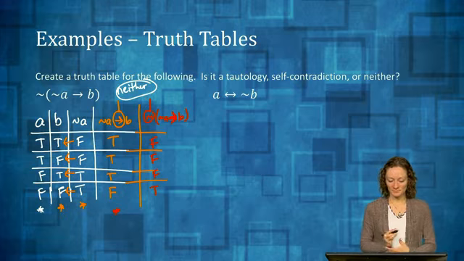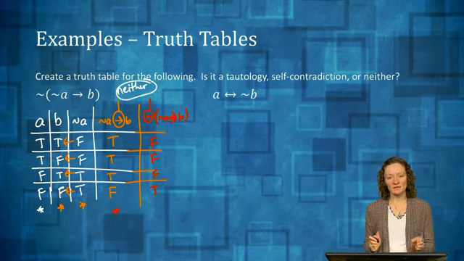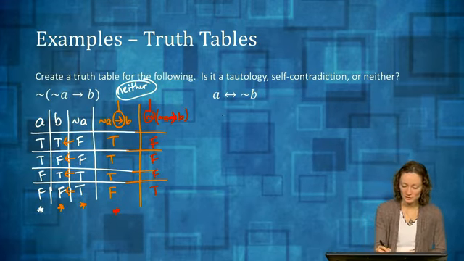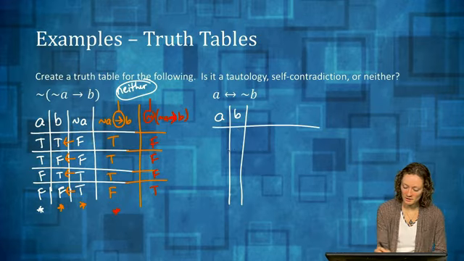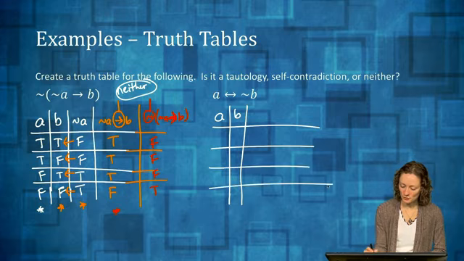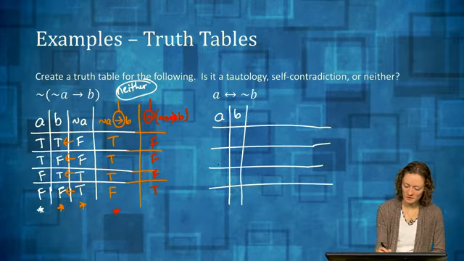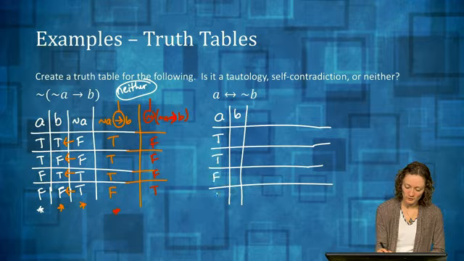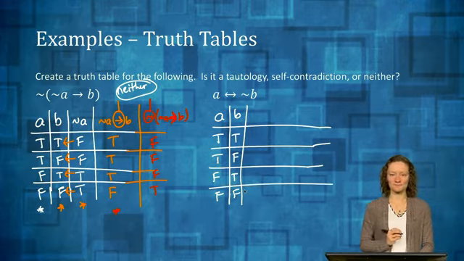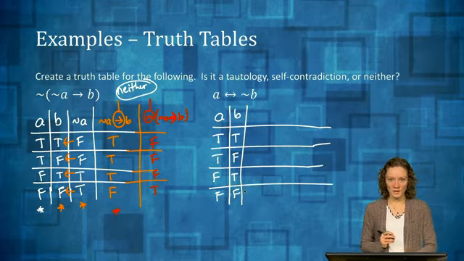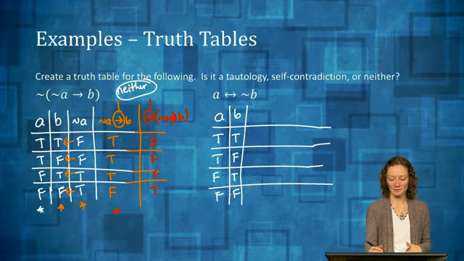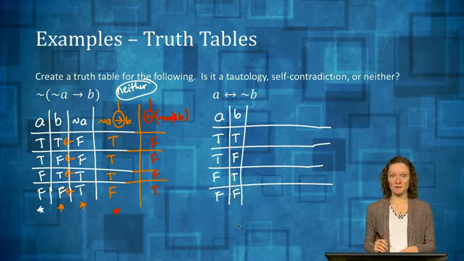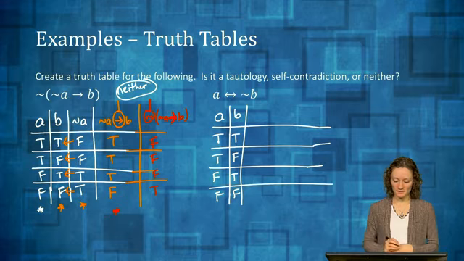Okay, next one. We have A, if and only if, negation B. So, 2 ideas. We'll set up the same initial framework. 1, 2, 3, 4 scenarios. True, true, false, false. True, false, true, false. If I'm filling it in quick, just pause the video, fill it in on your own. You've got to get used to that pattern of filling in this basic framework because filling in truth tables is so much of what this chapter is.